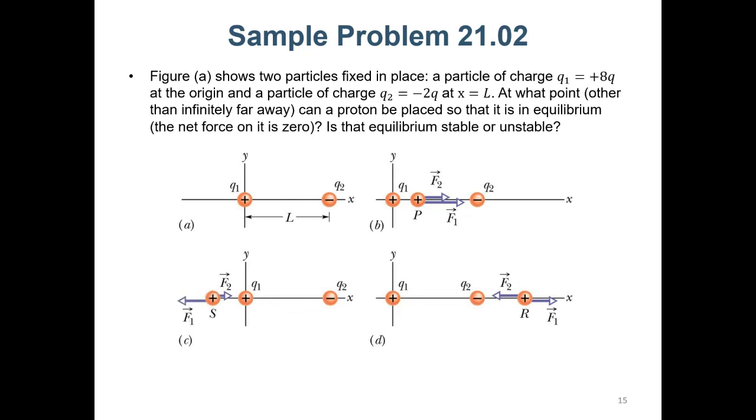So for the next one, figure A shows two particles in a plane. A particle of charge Q1 is +Q, and Q2 is negative 2Q at x equals L. At what point other than infinitely far away can a proton be placed so that it is in equilibrium? Equilibrium means no net force acting on it. The net force on it is 0. So is that equilibrium stable or unstable?